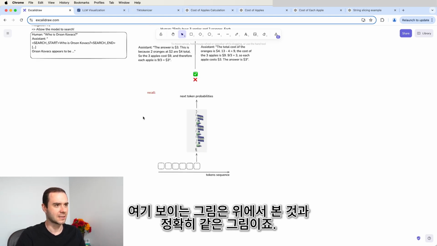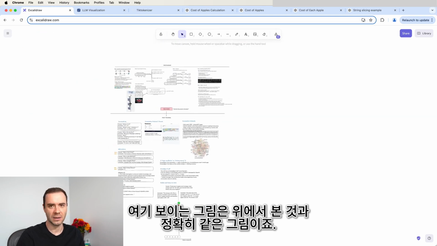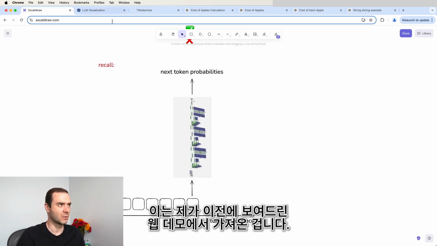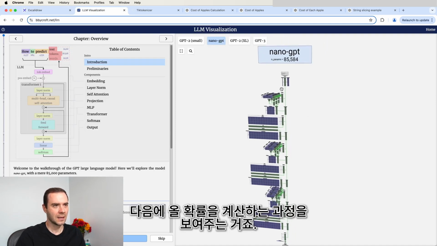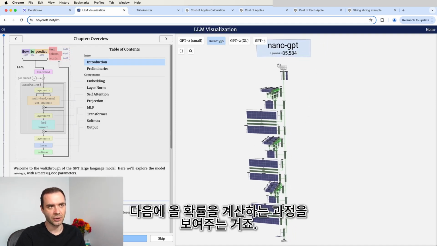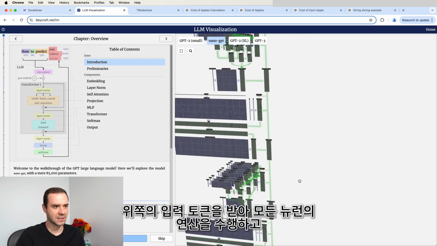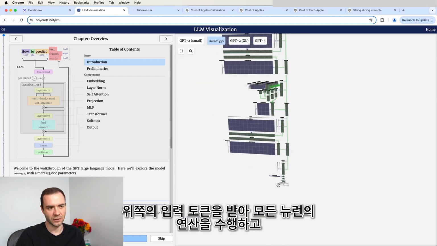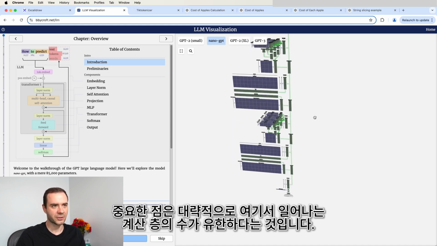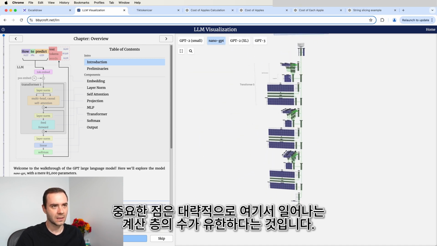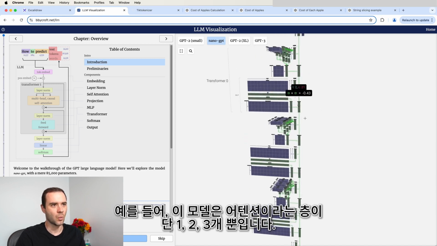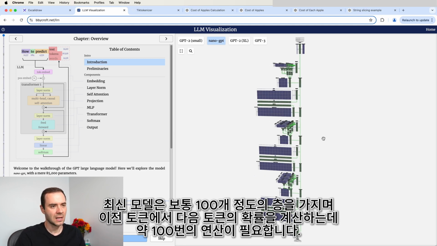So this picture here is the exact same picture we saw before up here. And this comes from the web demo that I showed you before, right? So this is the calculation that basically takes the input tokens here on the top and performs these operations of all these neurons and gives you the answer for the probabilities of what comes next. Now, the important thing to realize is that, roughly speaking, there's basically a finite number of layers of computation that happen here. So, for example, this model here has only 1, 2, 3 layers of what's called attention and MLP here.